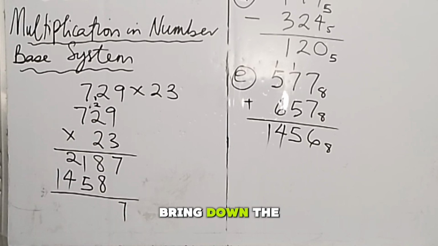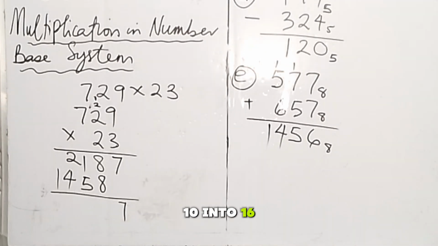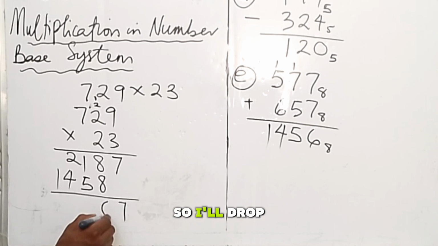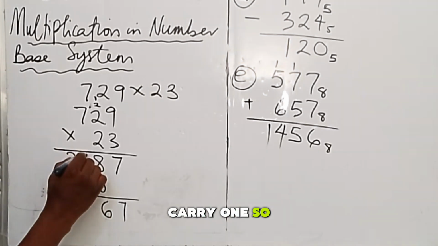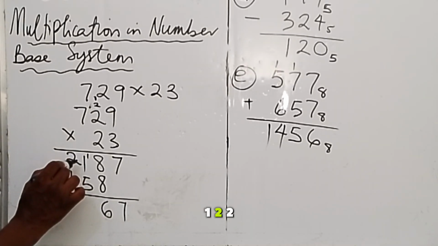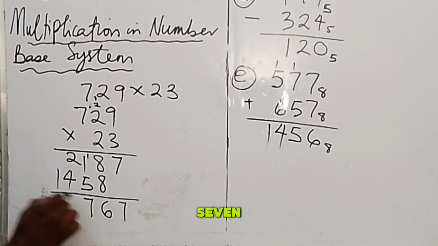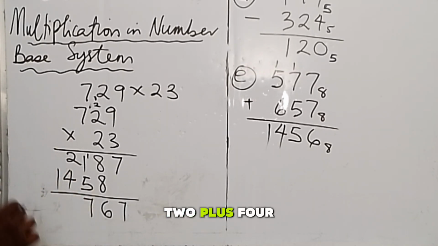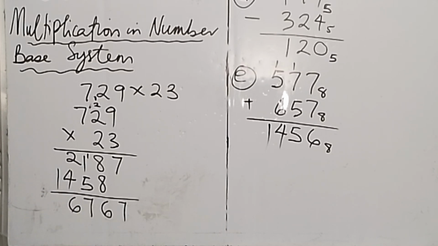There's a 7. Bring down the 7. 8 plus 8 is 16, right? 10 into 16 is 1 time, remainder 6. So I'll drop the 6 here and carry the 1. And that 1 you're carrying, mind you, is a 10, because we are counting in base 10. So 1 plus 1 is 2. 2 plus 5 is 7. 2 plus 4 is 6. And you have your 1. This is in base 10. This is what we have been doing.